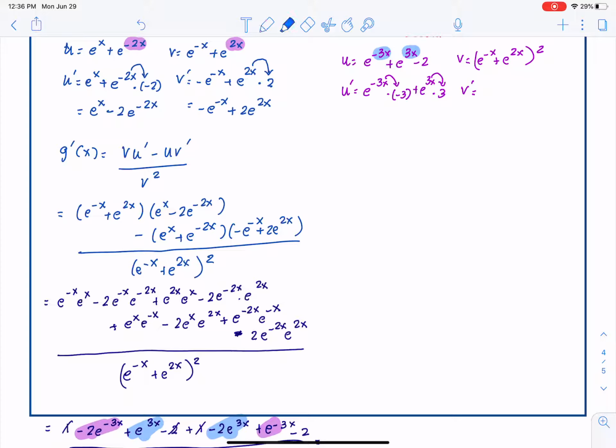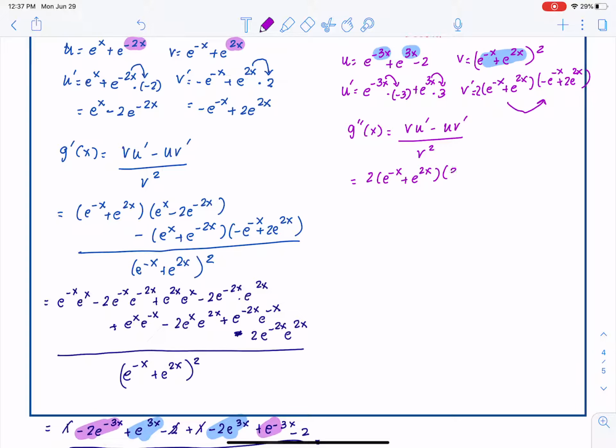We can use chain rule here again, because that's the function on the inside. So we have e raised minus x plus e raised 2x raised to minus 1. The derivative of the inside is negative e raised negative x plus 2 e raised 2x. So the second derivative of x would be v u prime minus u v prime divided by v squared. V is e raised negative x plus e raised 2x. U prime is 3 times e raised 3x minus e raised minus 3x.